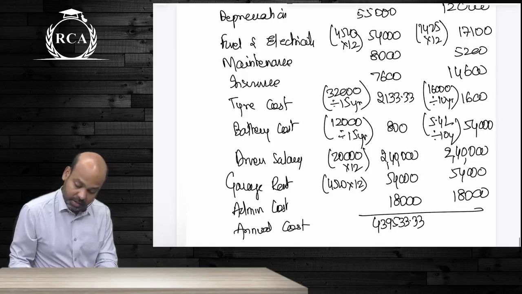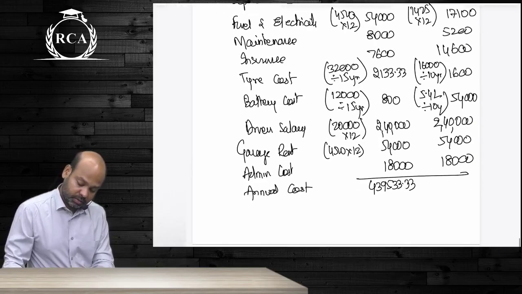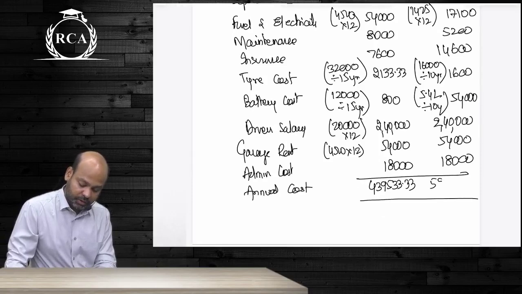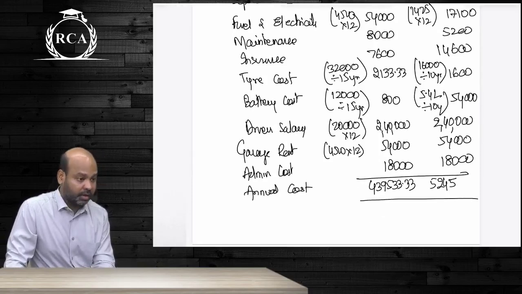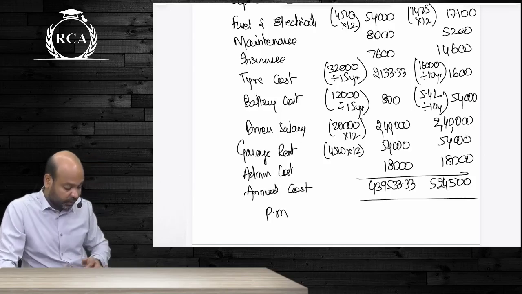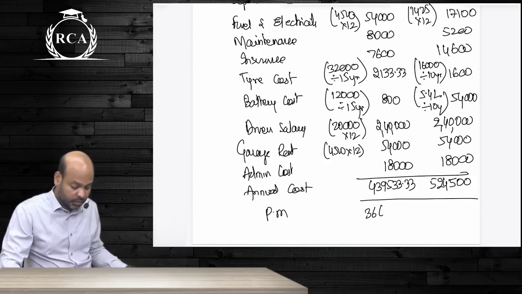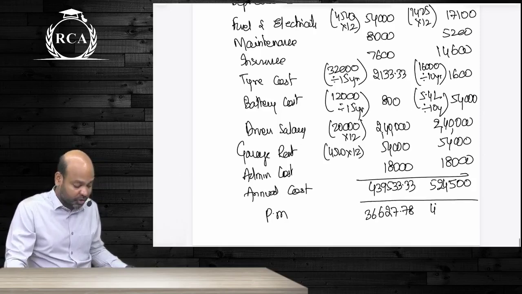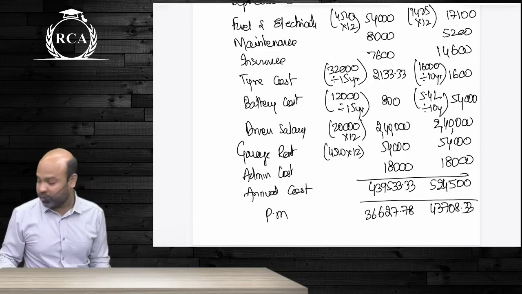The second one beta, 5,24,500. Can you arrive at per month cost beta? Divide by 12. 36,627.78 and the other one beta should become 43,708.33. That's the answer to the last bit. Can you all copy this beta now?